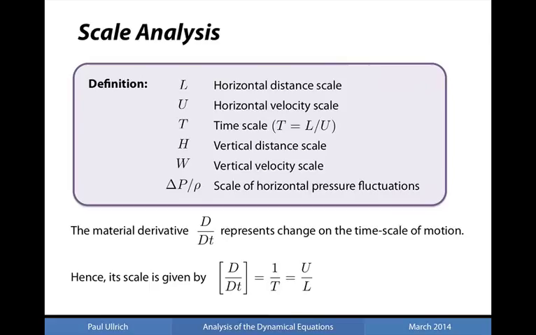Also, from the horizontal momentum equations, we'll need some notion of typical scales associated with pressure fluctuations, because we have a pressure gradient force term that appears in these equations. So typically we define this scale to be the change in pressure over a horizontal distance divided by the density. So this corresponds to changes in pressure which typically occur over a constant height surface. Note that this is significantly different from the changes of pressure that would occur, for instance, while going upward in the atmosphere as a consequence of vertical stratification. Okay, and the material derivative represents a change on the time scale of motion. So whenever you see the d/dt, its scale is going to be given by 1 over time, or U over L.